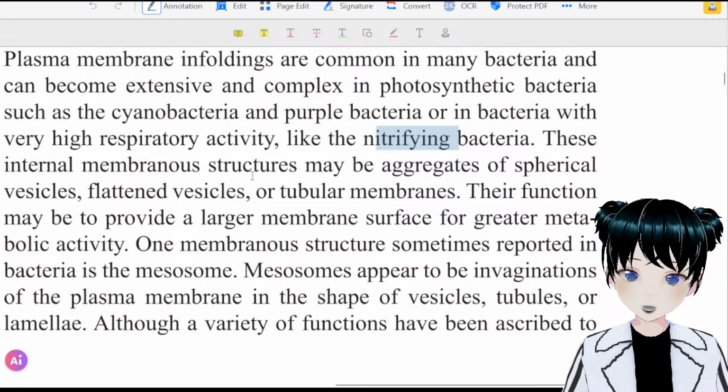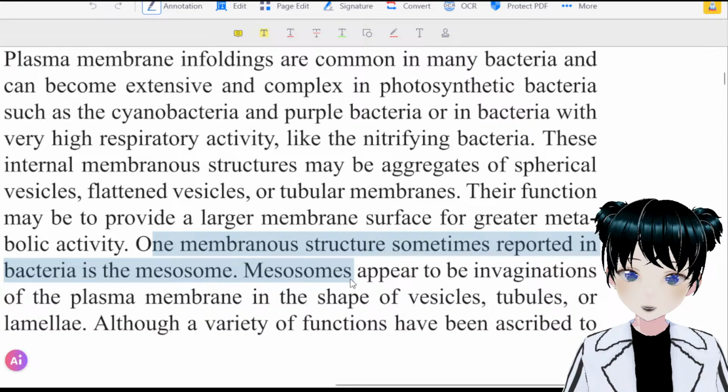Now these internal membrane structures may be aggregates of spherical vesicles or flattened vesicles or tubular membranes. Either the membrane is folded inside them, or there are vesicles even in the plasma membrane. Guys, did you ever think there would be vesicles in the plasma membrane? Yes, there are. Either flattened or spherical, there is machinery in them. Their function may be to provide a larger membrane surface for greater metabolic activity. Again, the larger the area, the more machinery can be fixed on those membranes.